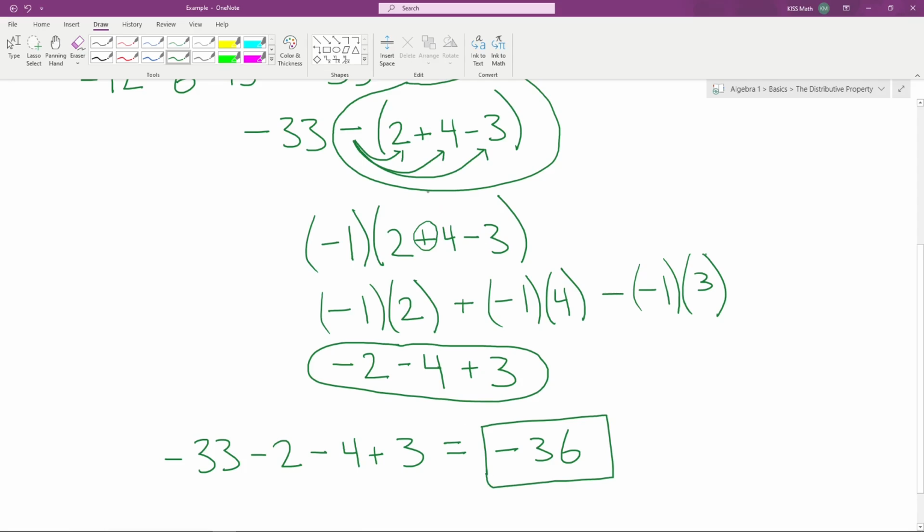Now, if we didn't distribute that, just to be clear, if you look here, we would have negative 33 minus this piece. We can just evaluate this, right? So 2 plus 4 is 6, minus 3 is 3. And so you end up at the same place, right? Negative 33 minus 3, negative 36. But for demonstration purposes, we can distribute the negative sign and still get the same answer.